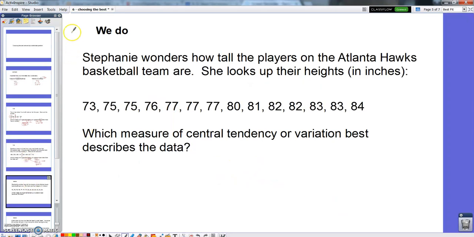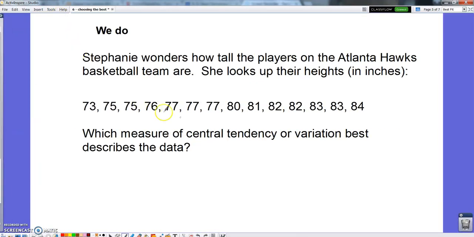Open your math notebook. Stephanie wonders how tall the players on the Atlanta Hawks basketball team are. She looks up their heights in inches, and here they are. Which measure of central tendency best describes the data? So when I look at this data, I see no outliers, and it's pretty evenly spread out.